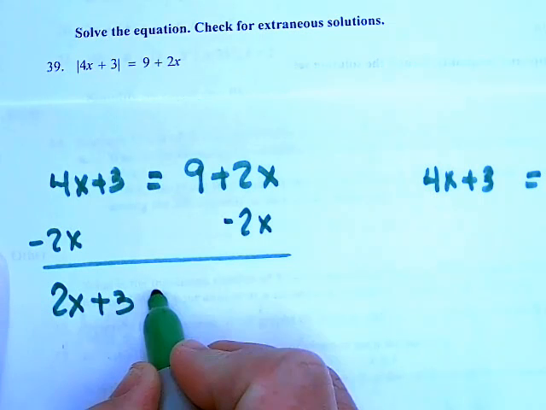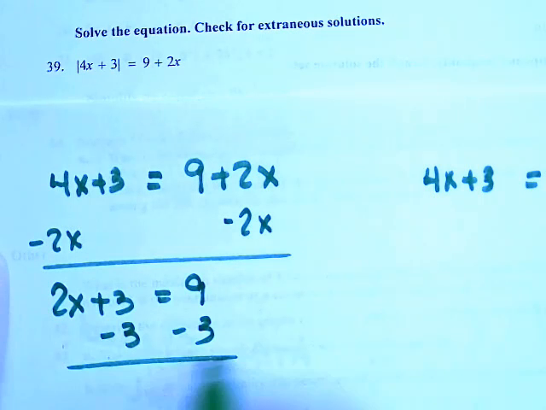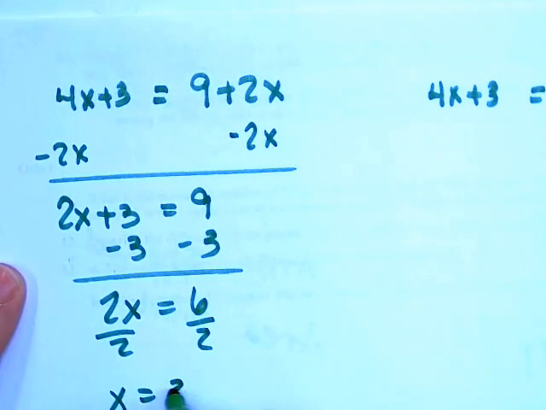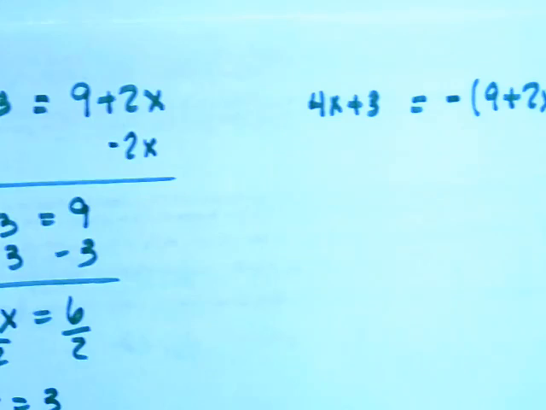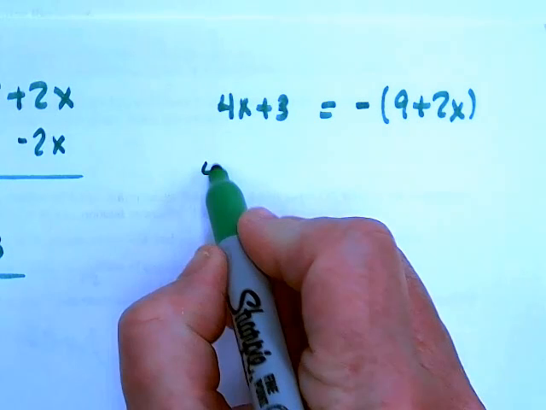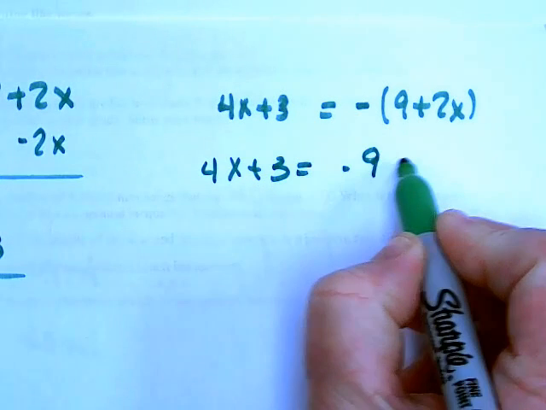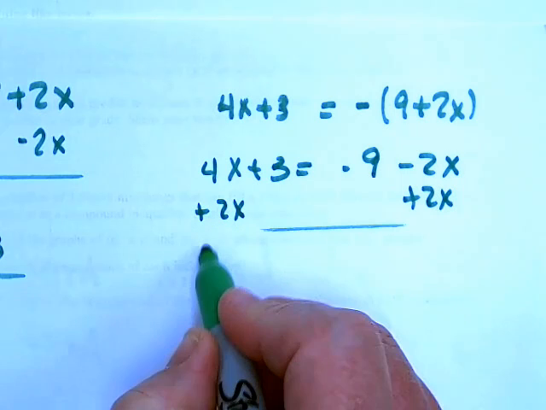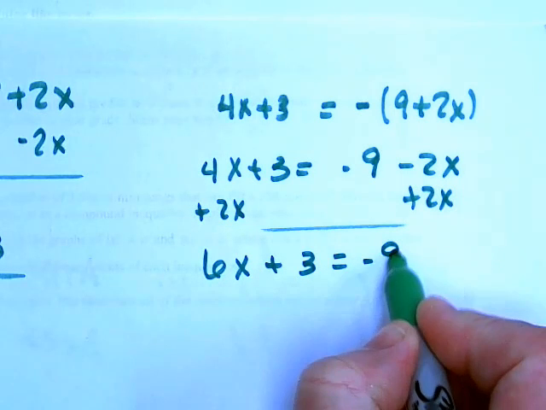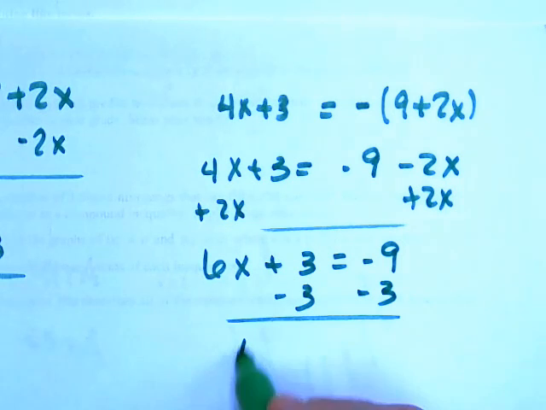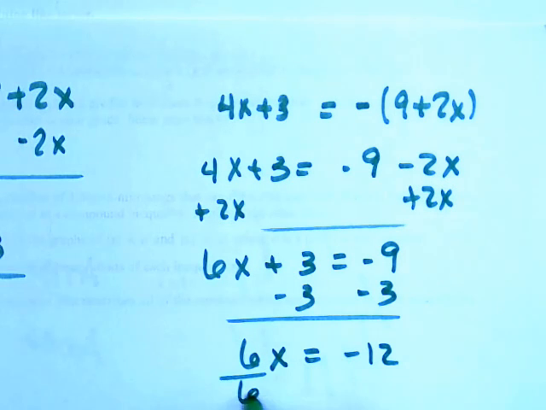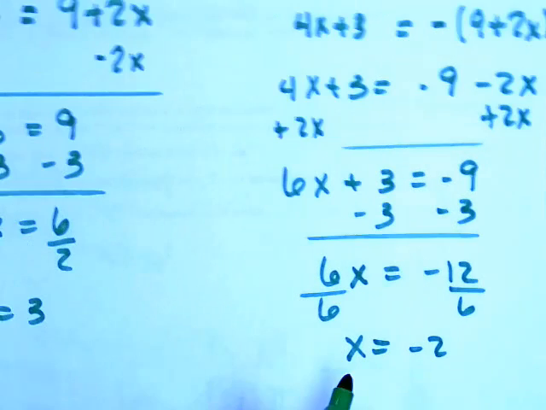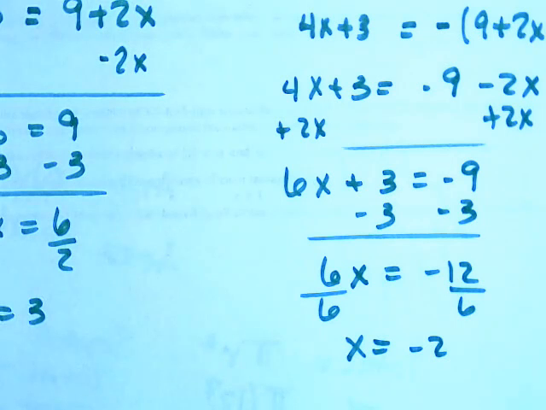So I'm going to solve the first one. 2x plus 3 is 9. 2x is 6. X is 3. I'm going to solve the second one. I'm going to distribute. I'm going to add the 2x. 6x plus 3 is negative 9. Subtract 3. 6x is negative 12. X is negative 2.